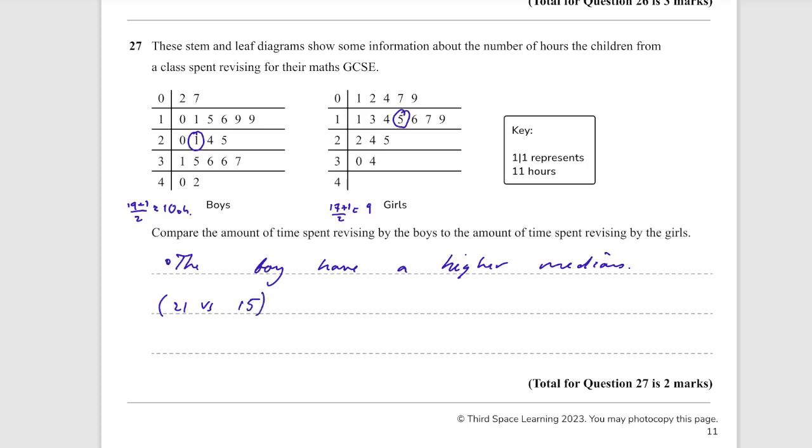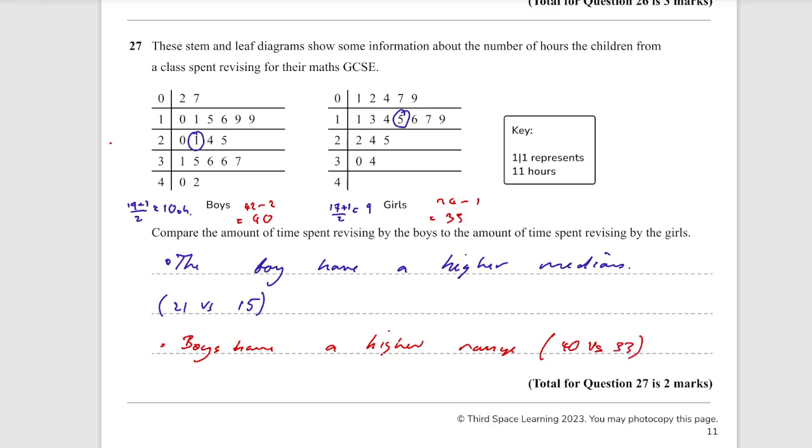My second statement is going to be about the range. So the range for the boys is going to be 42 minus 2, so that's going to be 40. And then the range for the girls is going to be 34 minus 1, so that's going to be 33. So the boys also have a higher range. Boys have a higher range, and there we've got 40 versus 33. So that's my two statements.